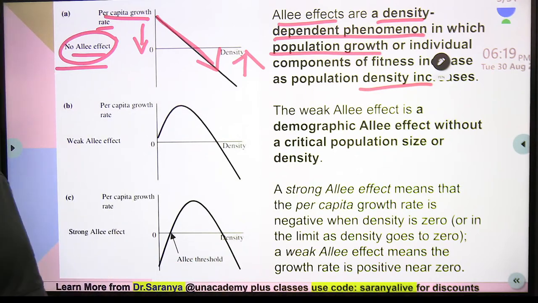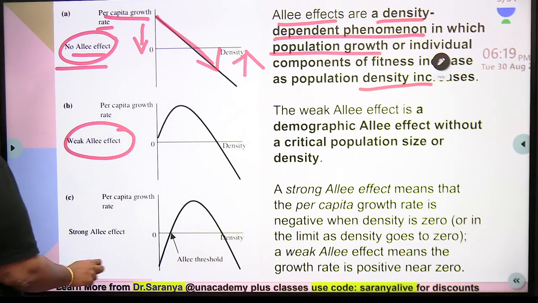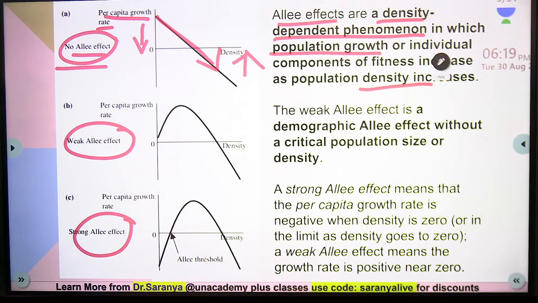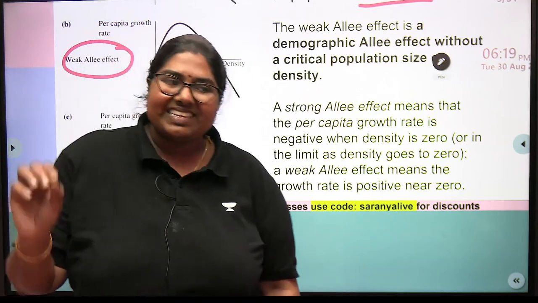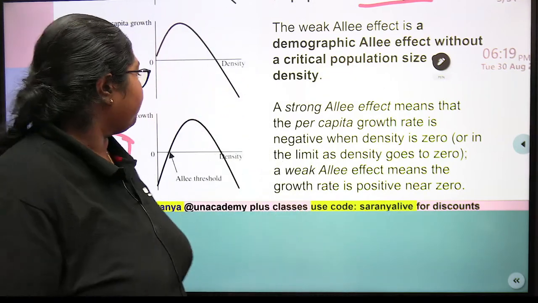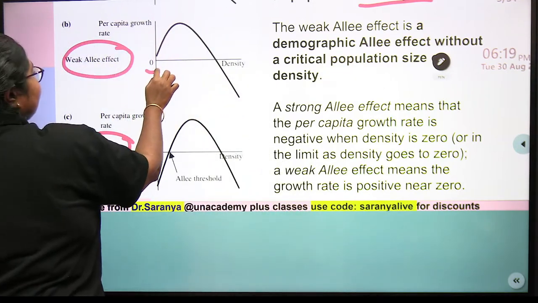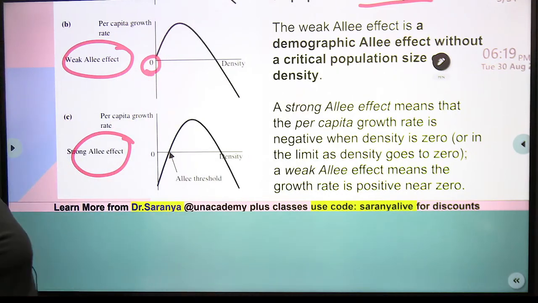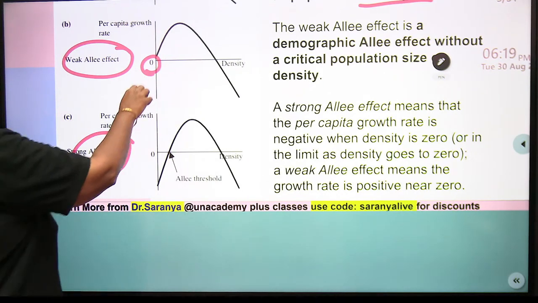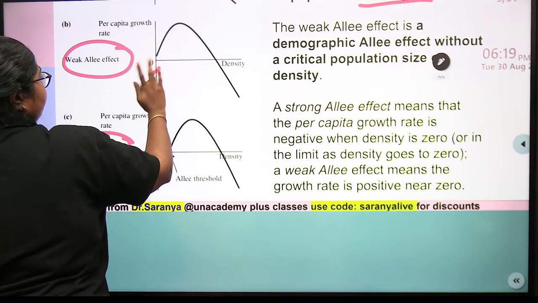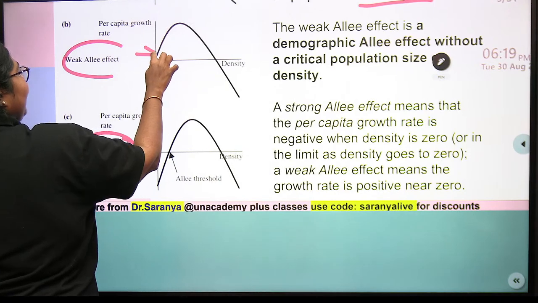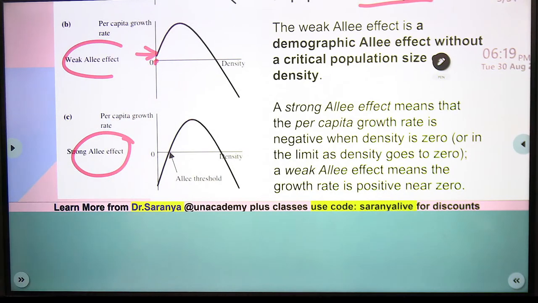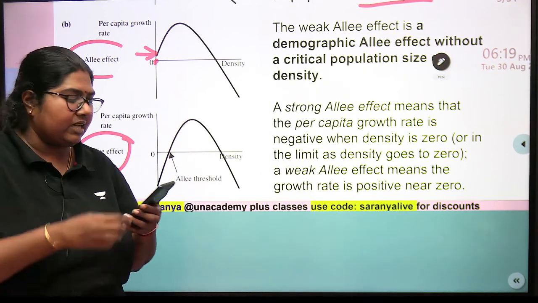But the major point is the distinction between the weak allele and the strong allele. I will tell you a trick to determine which is the weak allele and which is the strong allele. When the density is zero, how is your weak allele? It is not zero. A weak allele has some value. It is not starting from zero. Do you agree with this?